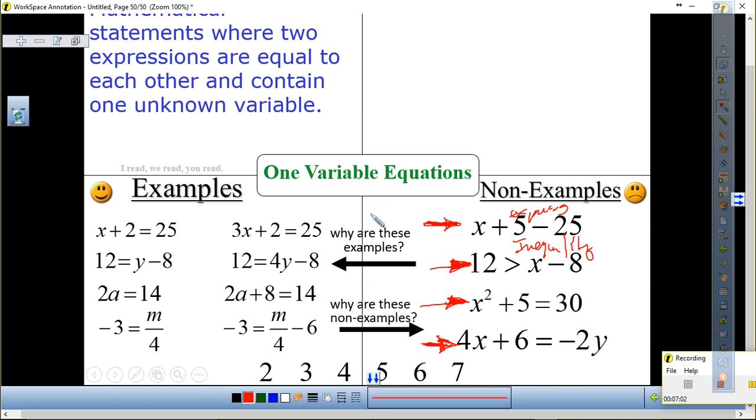So for right now, you take a picture of this, you're going to send it to your BFF, and you're going to tell them, one variable equations are what? Hashtag what, hashtag what, hashtag what. One variable equations are hashtag what. Write it in there. Don't say it out loud to yourself.